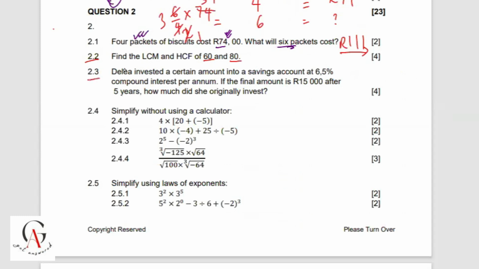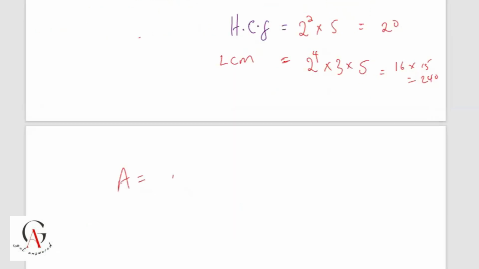2.3, they're telling us that this person invested a certain amount of money into a savings account at 6.5% compound interest per annum. If the final amount is 15,000 after 5 years, how much did she invest originally? So we know that the compound interest formula is A is equal to P into 1 plus I to the exponent of N. So I'm just going to use that in this blank page.